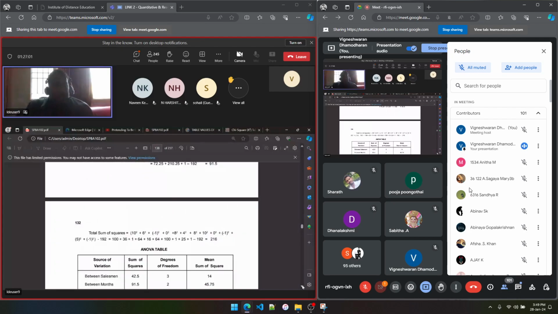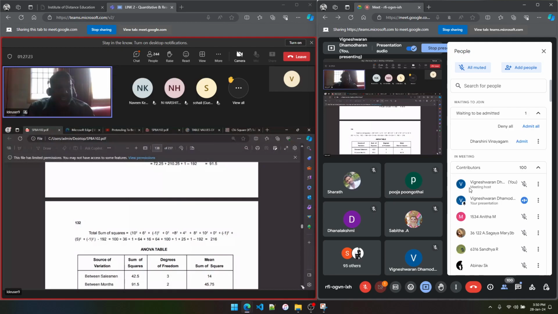Now, total sum of square. 10 square plus 6 square plus minus 1 square plus 0 square plus 8 square plus 4 square plus 8 square plus 10 square plus 0 square plus minus 1 square plus 5 square minus 1 square minus correction factor. So at last, the differentiated value is 216.